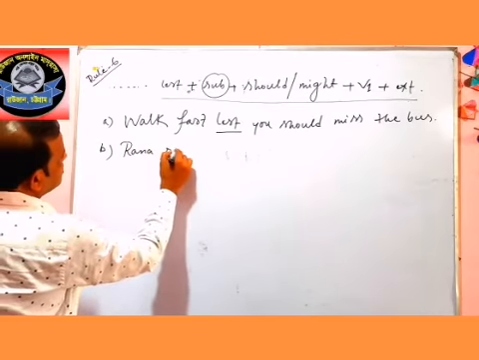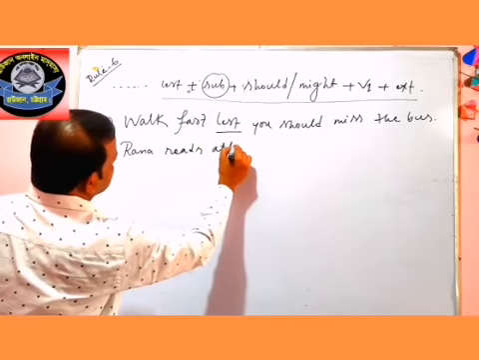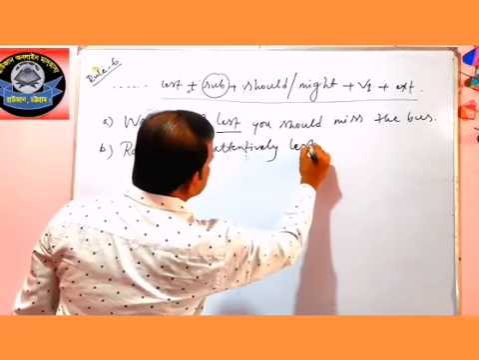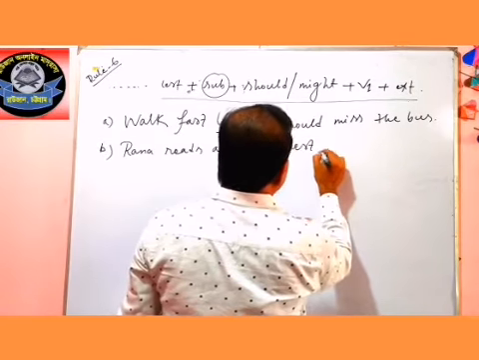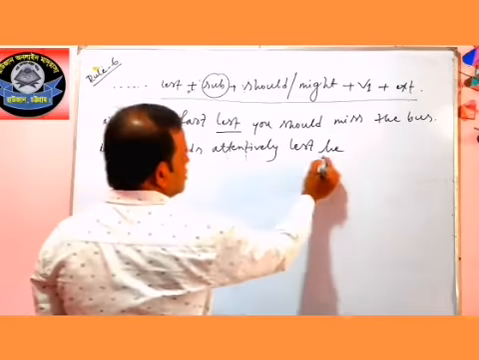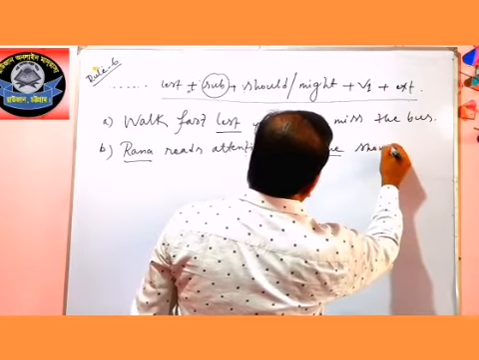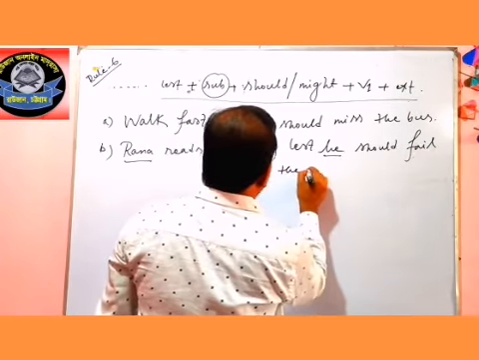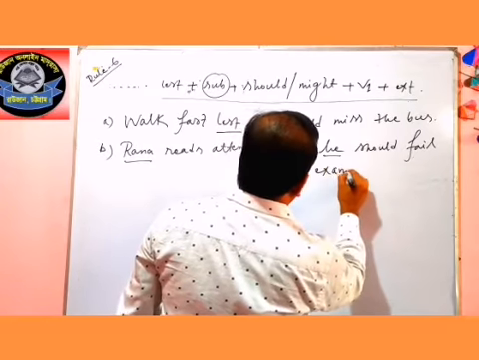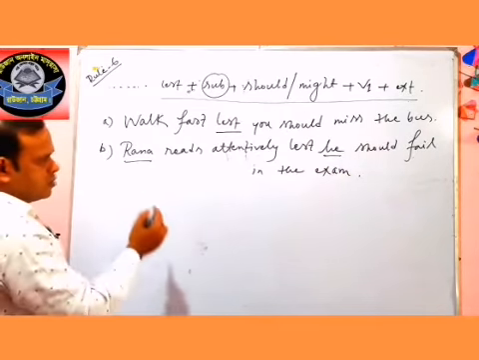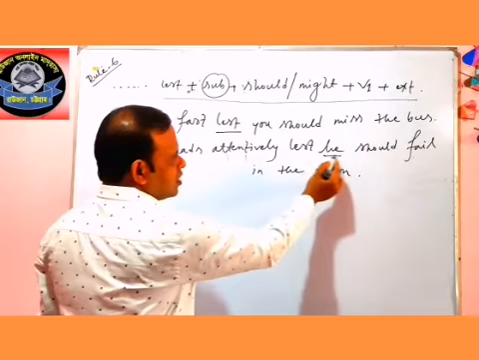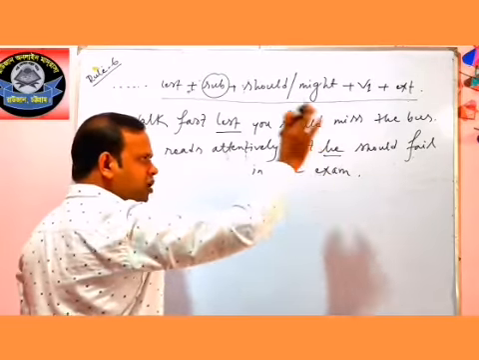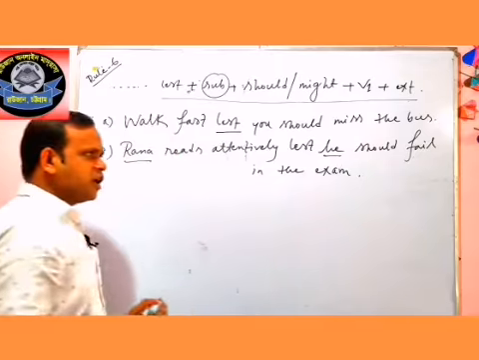Runner reads attentively. Lest he, runner, he should fail in the exam. Runner reads attentively. Suppose if the runner does not read attentively, he should fail in the exam. That's why, runner reads attentively, lest or otherwise he should fail in the exam.